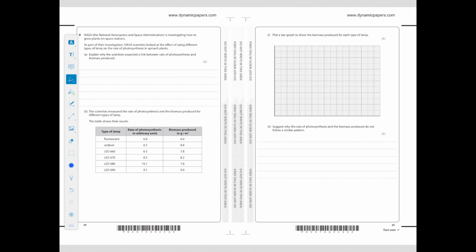NASA, the National Aeronautics and Space Administration, I did not know that's what it stood for, is investigating how to grow plants on space stations. As part of their investigation, NASA scientists looked at the effect of using different types of lamp on the rate of photosynthesis in spinach plants. Explain why the scientists expected a link between the rate of photosynthesis and the biomass produced. While photosynthesis, we know from the equation carbon dioxide plus water produces glucose and oxygen. Glucose has a mass, and therefore biomass will increase when photosynthesis increases. So I'm going to write photosynthesis produces glucose.